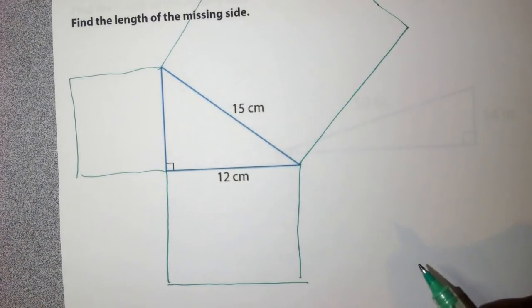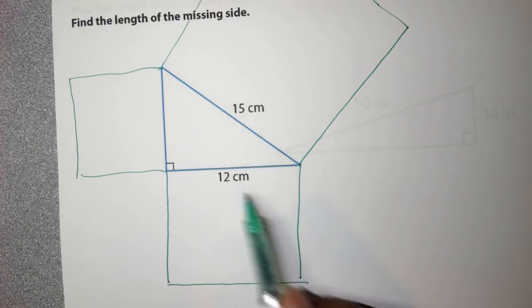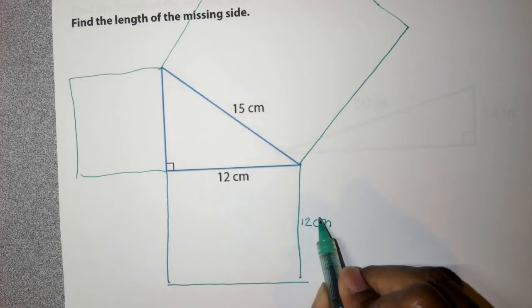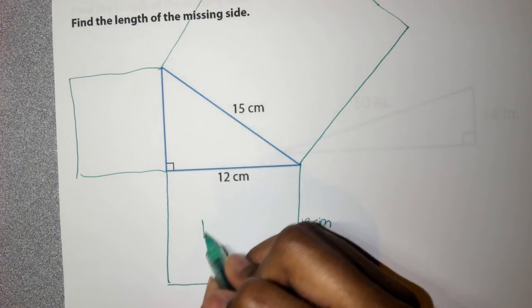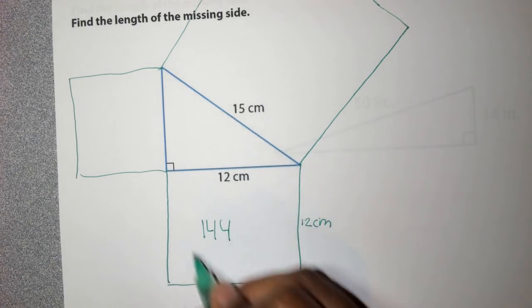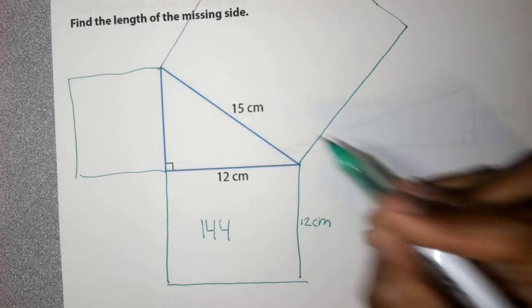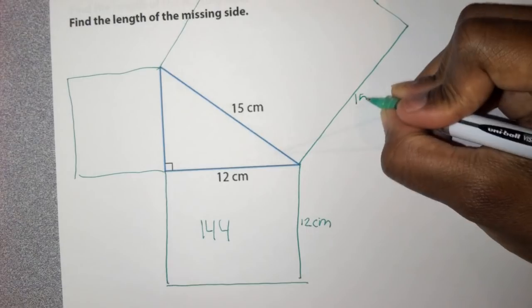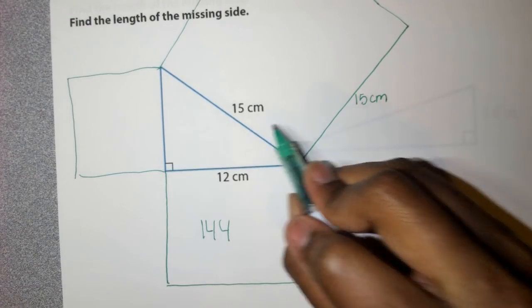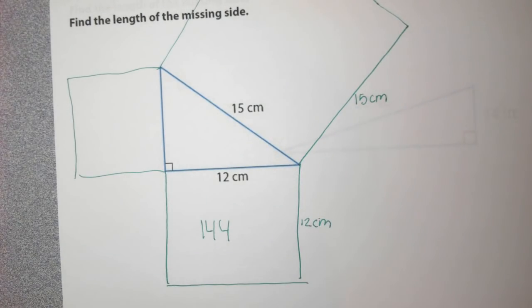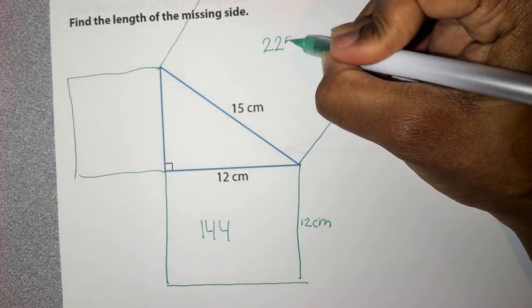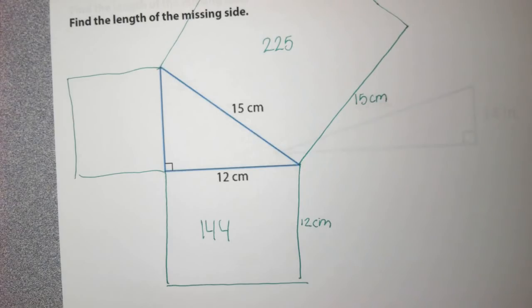Now, in this case, I have a 12 by 12 square. So 12 by 12 square, 12 times 12 gives me 144 squares altogether inside. This is a 15 centimeter square, so this is a 15 by 15. And 15 times 15 gives me 225. There are 225 squares inside, small squares inside of this large square.